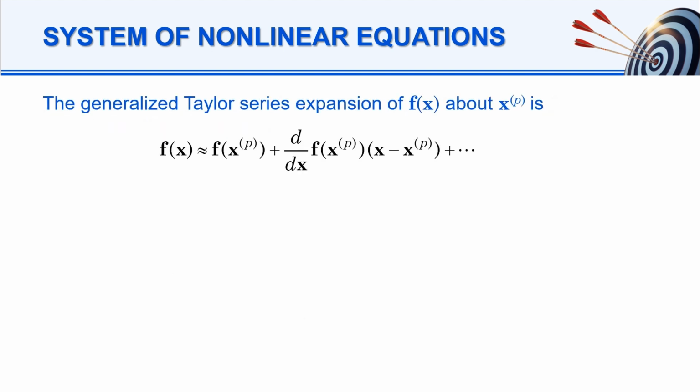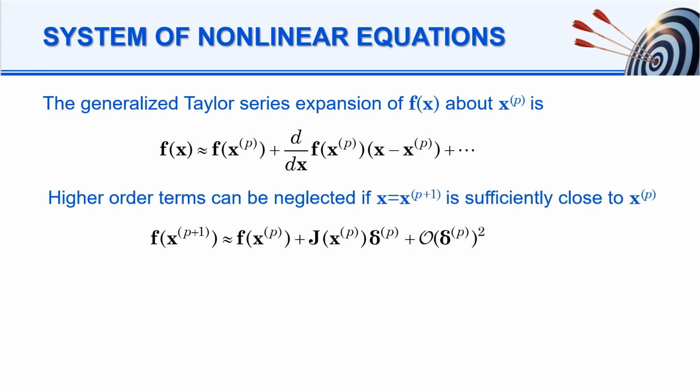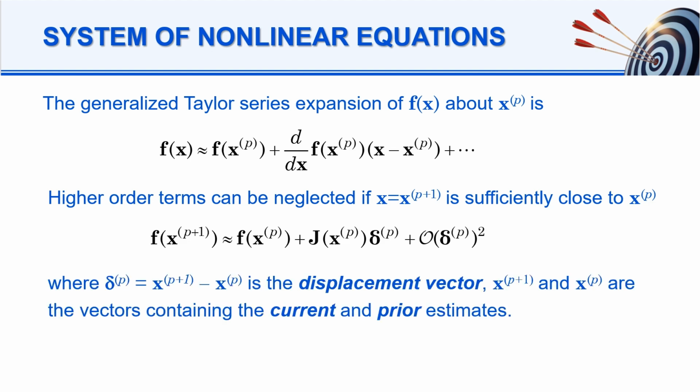To develop the algorithm for Newton's method, we make use of the generalized Taylor series expansion of the function f about xp. Higher-order terms can be neglected if the current estimate is sufficiently close to the prior estimate. Where delta p is the displacement vector, x(p+1) and xp are the vectors containing the current and prior estimates.